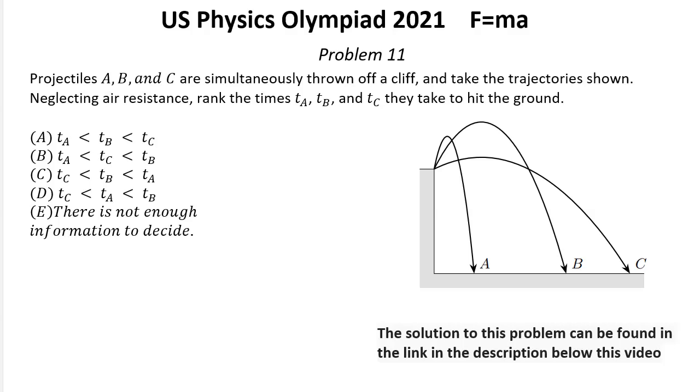Since the x and the y directions are independent, the time to impact only depends on the initial vertical speed, which in turn determines the maximum height. The higher the maximum height, the longer the trajectory takes. In our case, highest trajectory is B, next one is A, and the lowest is C. So it means that the correct answer is D. That was a solution for problem number 11.